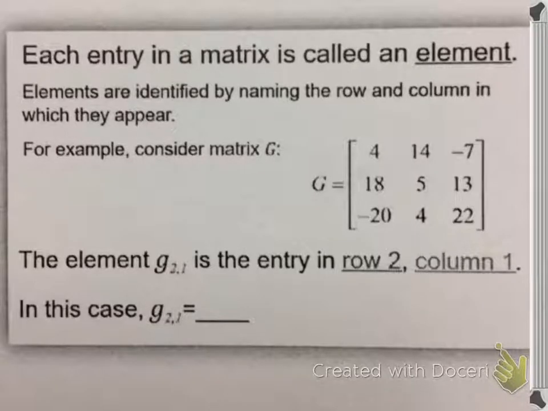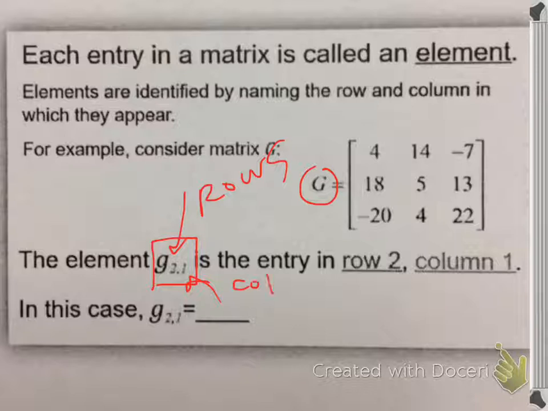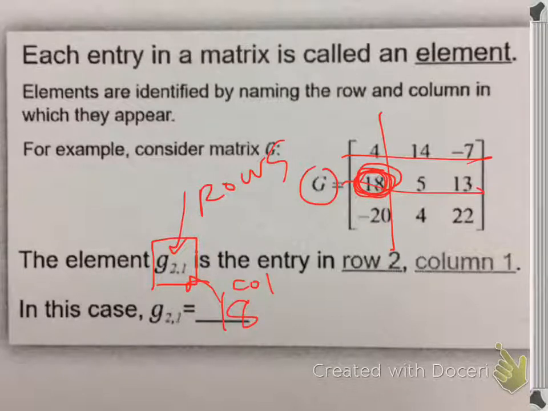Each entry in the matrix is called an element. Elements are identified by naming the row and the column in which they appear. So here's matrix G, and this would be the element G 2, 1. 2 is going to represent the rows. 1 is going to represent the column. So I'm in row 2, column 1. What number is that going to be? That's going to be the number 18.